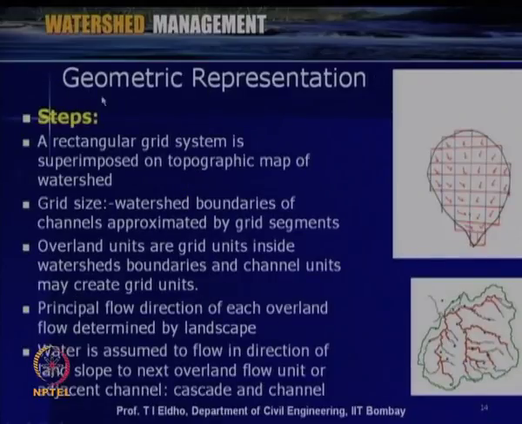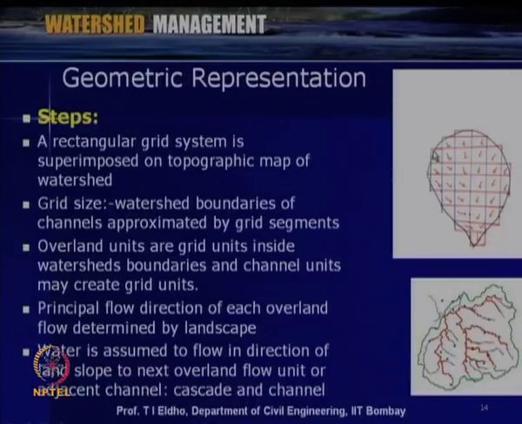So, the various steps which we have to consider as far as the geometric representation is concerned are listed here. We can consider a rectangular grid system, where this is the outlet of the watershed. A rectangular grid system is superimposed on the topographic map of the watershed, from which we can identify the boundaries of the watershed.